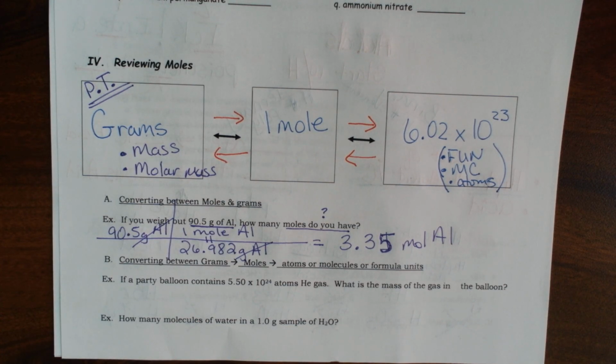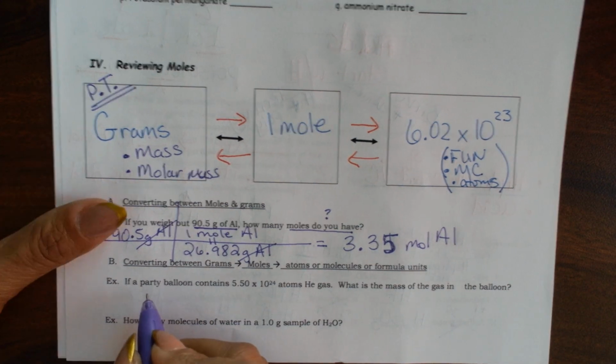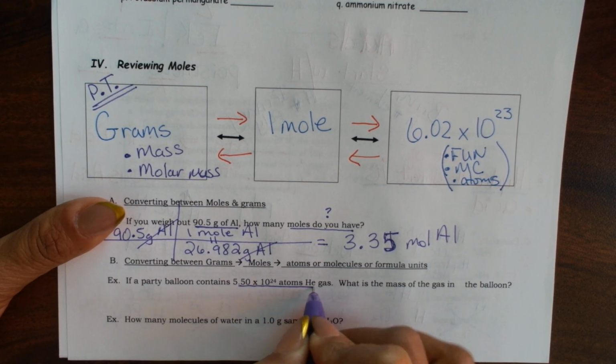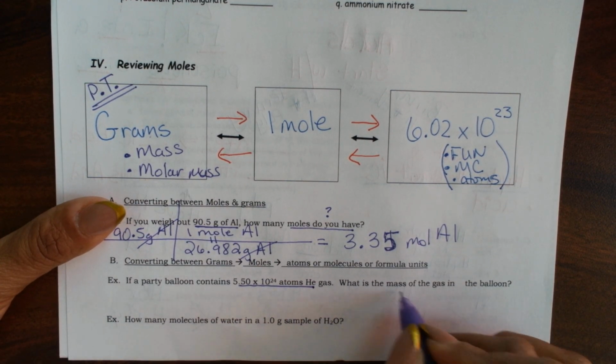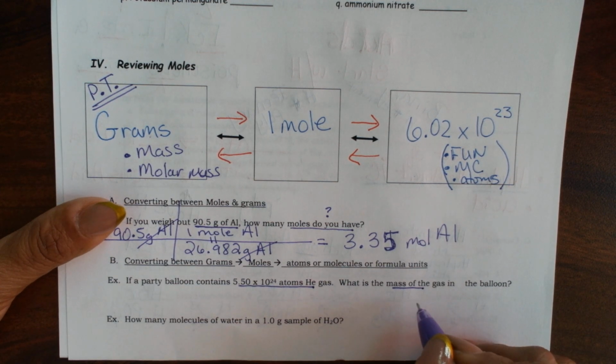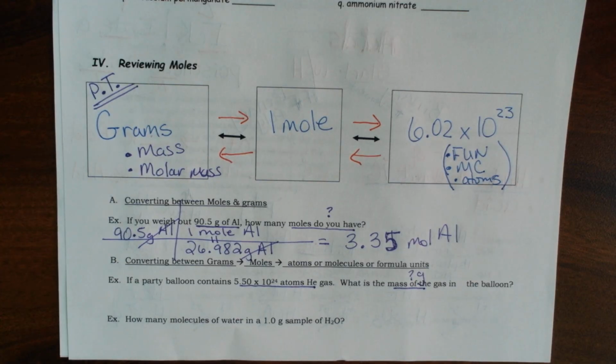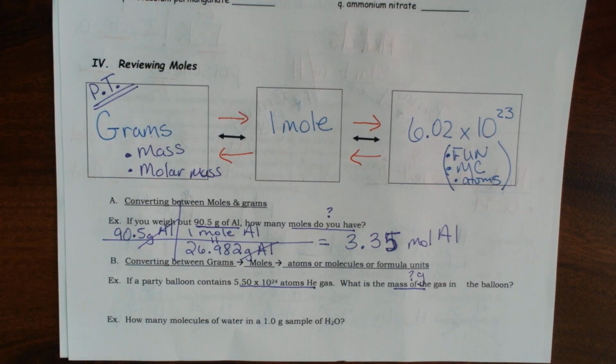Let's do 1 more and then we can call it a day. It says, a party balloon contains this many atoms of helium gas. What is the mass that you have in that balloon? Question mark, grams. Mass. Now, where am I starting off? On the left, the middle, or the right? The right, correct. And where am I going to? All the way to the left, to grams.